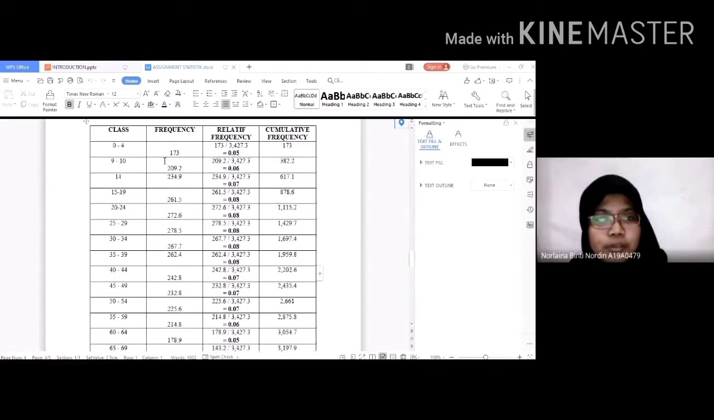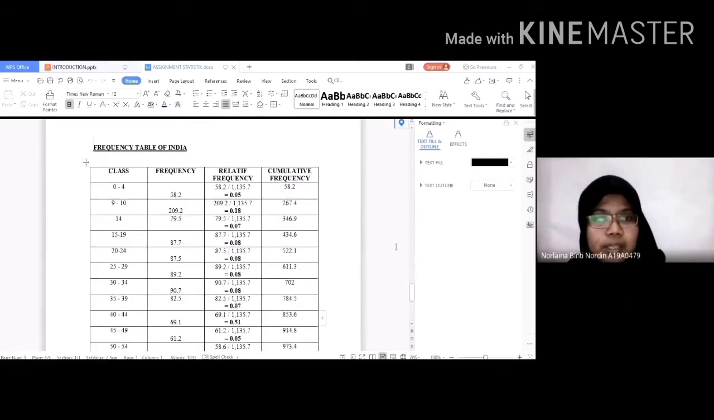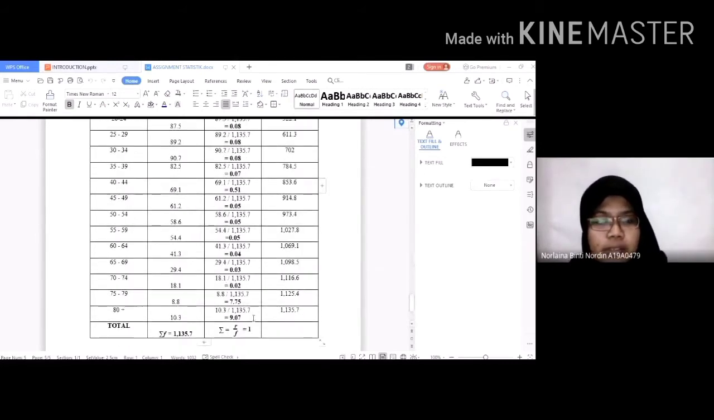So the Chinese frequency is 173. So for the relative frequency, with the same formula, you can get the answer 0.05, and the cumulative for the class is 173. So for the Indian, the last class, you get the relative frequency of 9.07, and the cumulative frequency is 1,135.7. So you can see the size is the same. So that's all for the presentation.